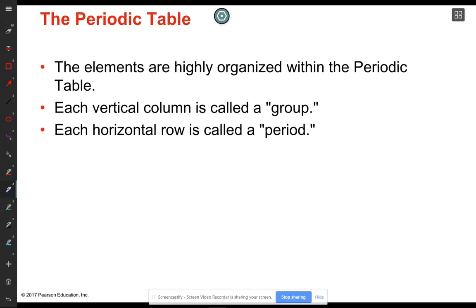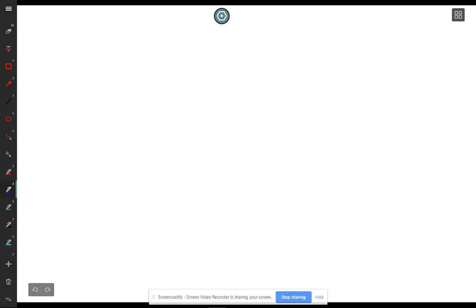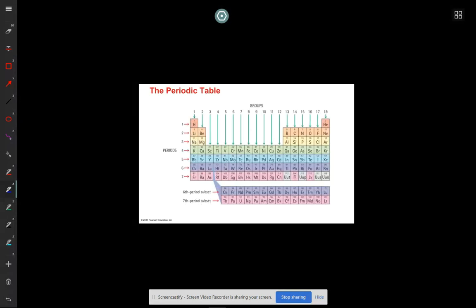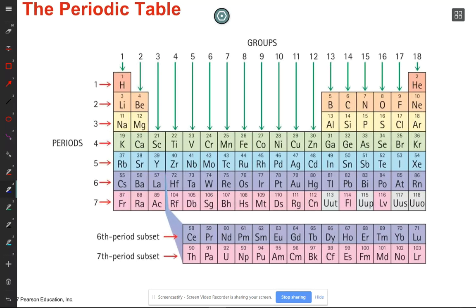So I talked about the groups and the periods. So here's a picture, just in case you got confused on what a column was versus a row. The periods are the rows, the groups are the columns, and notice it's sixth period subset because it fits in there. And you'll notice here, this is going with your comment, Amber, this periodic table actually shows lanthanum right here and then starts with the next one.